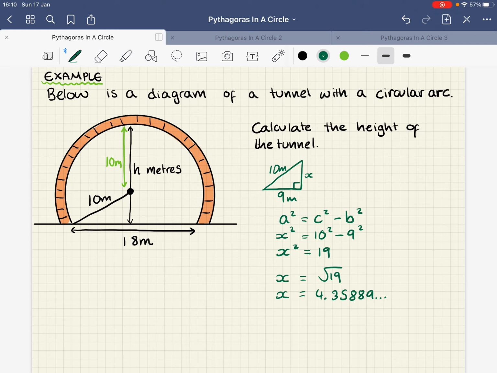But my height is going to be that 10 meters from before, the radius, plus, so we've got our 10 meters plus this bit that we've just calculated. So 10 plus the 4.35889. And so that's just going to come out as 14 point, and to 2 decimal places, 36 meters.